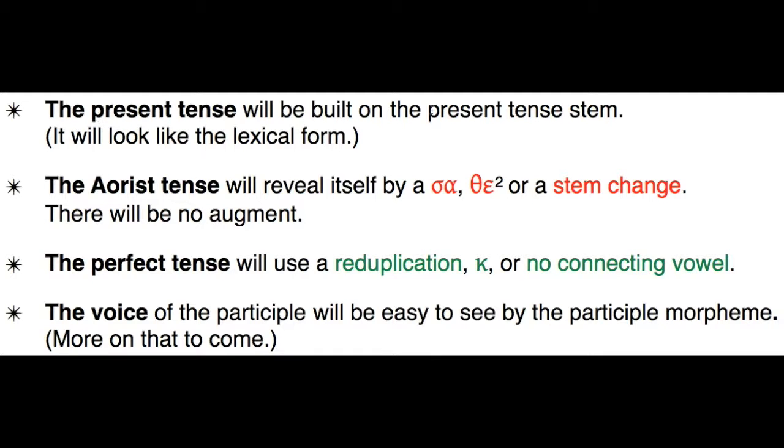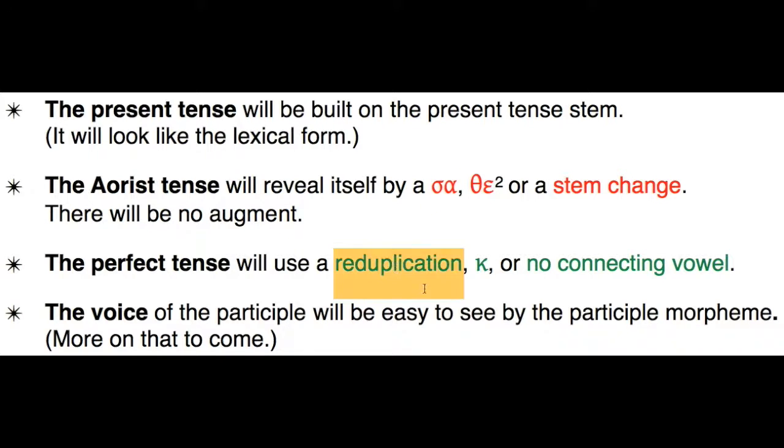The present tense will be built on the present tense stem. In other words, if you look at it and you recognize it, it's probably present because it hasn't changed form. That's the one you learn when you learn the verb. The aorist tense will have our old friend sigma alpha or theta epsilon. Now notice in this case, it's not theta eta, which we were sort of used to, but theta epsilon. And then a stem change if it's in the second aorist, right? That second aorist tells you it's an aorist by changing the stem, not by the normal way of using a sigma alpha. But hey, that's all stuff we already knew about the aorist.